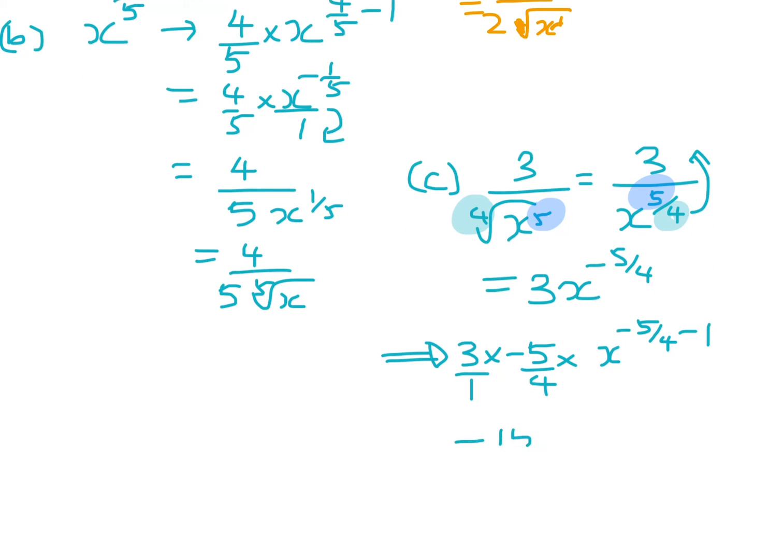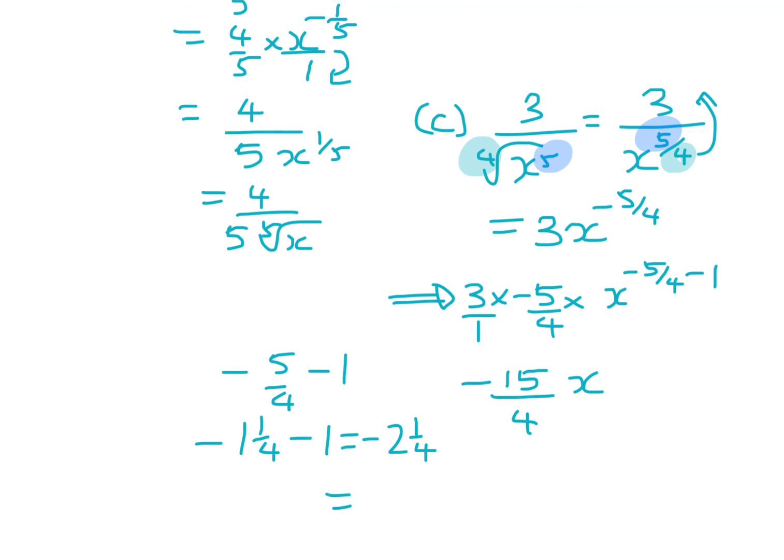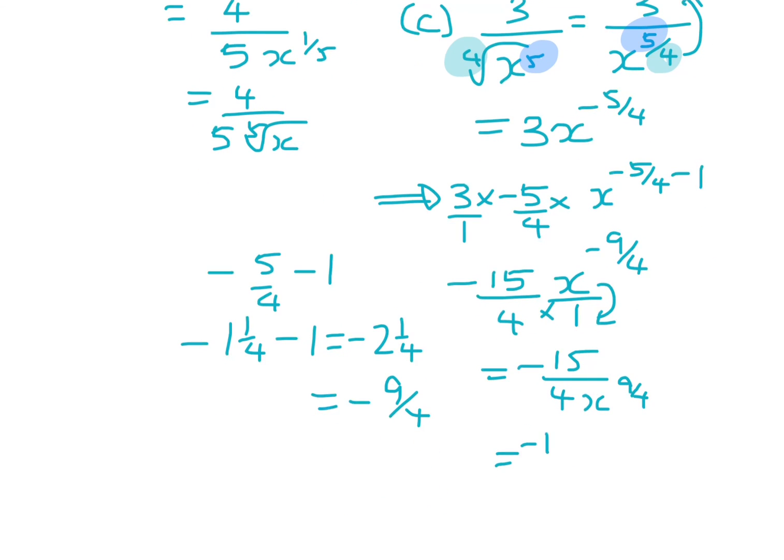So 3 times minus 5 is minus 15. 1 times 4 is 4. X to the, now minus 5 on 4 minus 1, it's minus 1 and 1/4 minus 1, which is minus 2 and 1/4. 2 fours are 8, plus 1 is 9. It's best to write this as an improper fraction, because then you know what part's the root and what part's the power. So you get minus 15 on 4, and make that over 1. If you bring that down to the bottom, that would be x to the 9 on 4. And then if I want to write it in root form, it's minus 15 on 4, it's 9 on 4, so it's the fourth root of x to the power of 9. That's your answer.